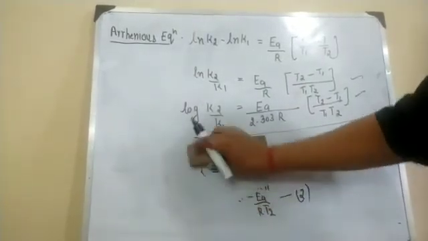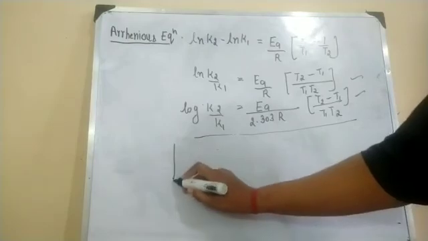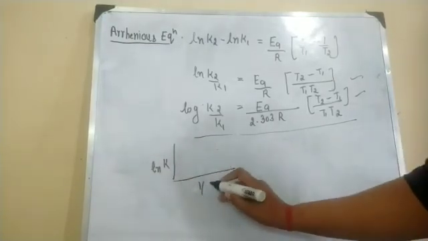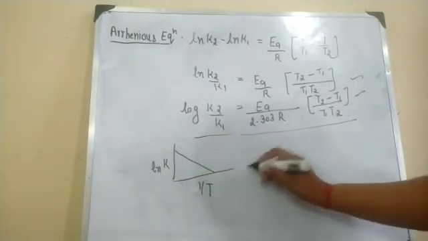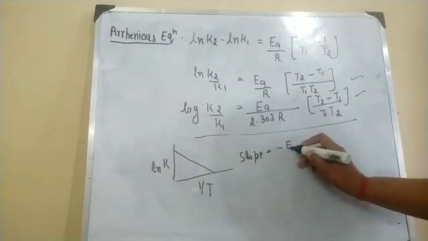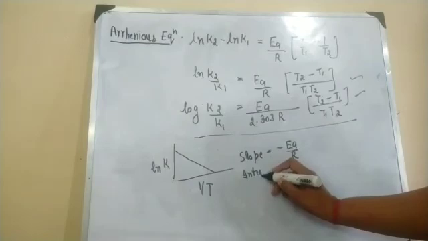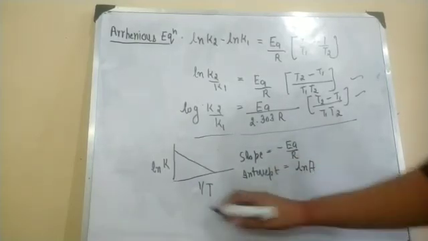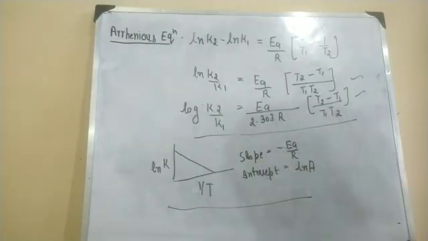Now I am telling you the graph between ln K and 1 by T. They can ask you about this also. So the graph will be between ln K and 1 by T. This graph will be a straight line. Here the slope will be minus EA by R and the intercept will be ln A. So please prepare this also. They can ask you about the slope and intercept in the competitive exams.